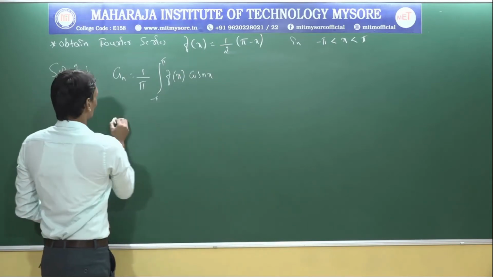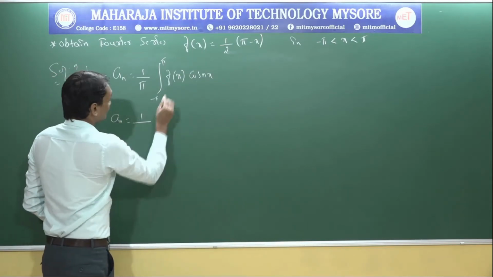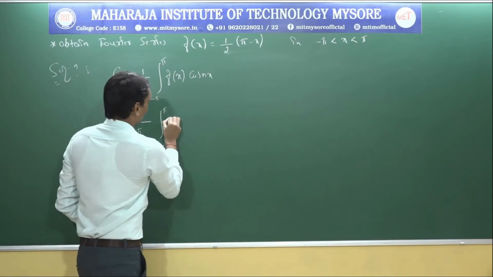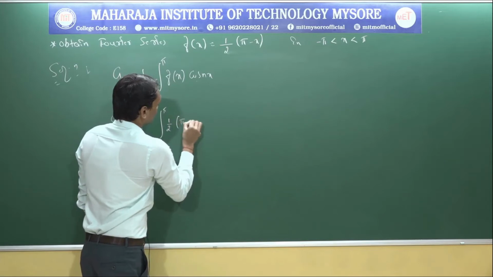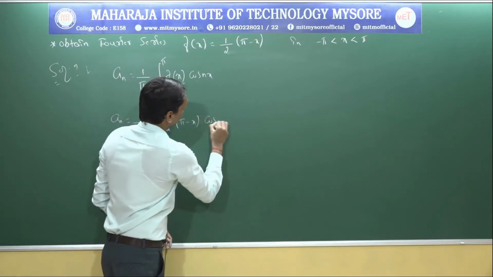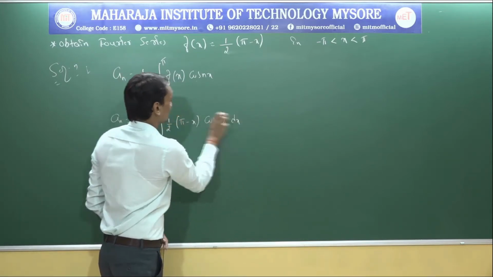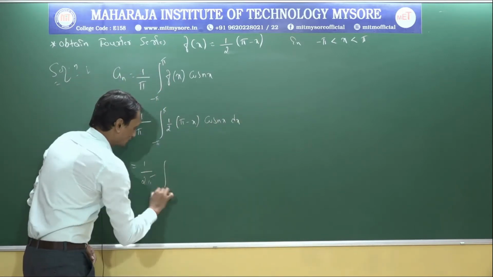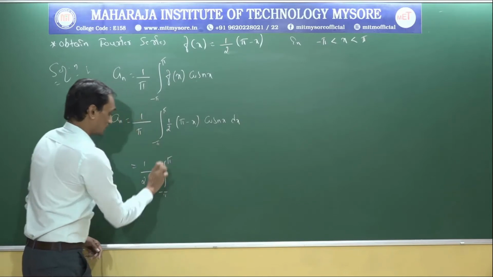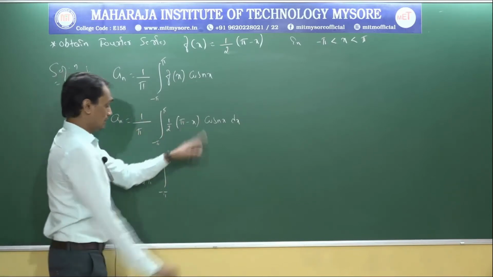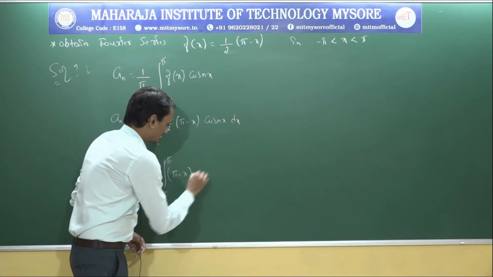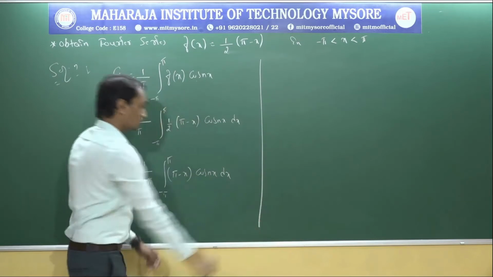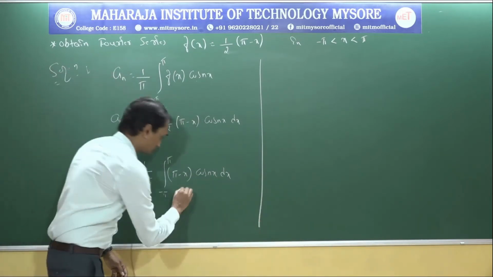F of x is nothing but the given value, so an equals 1 by pi, minus pi to plus pi, 1 by 2 into pi minus x into cos nx dx. So I will take 1 by 2 outside: 1 by 2 pi, minus pi to plus pi remains as it is, pi minus x into cos nx dx. Okay, now I will go for the integration.